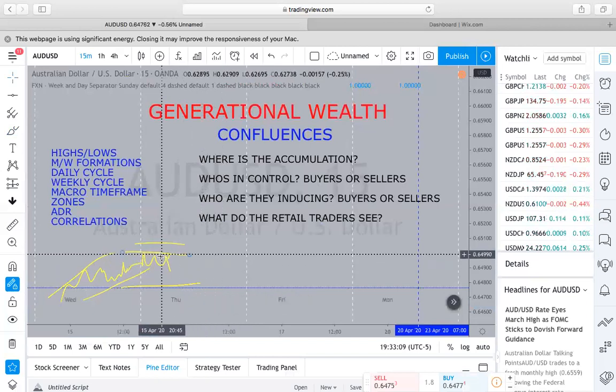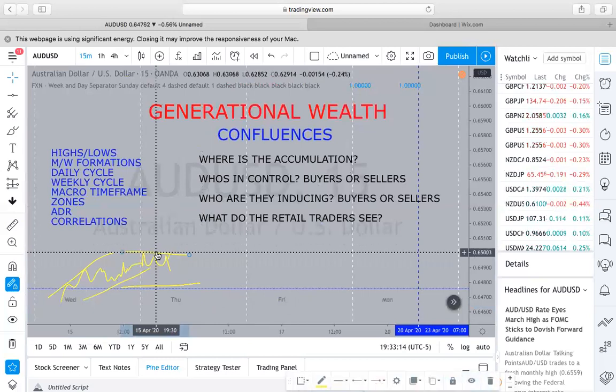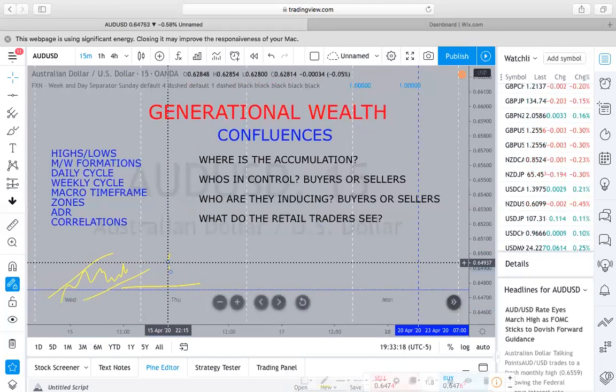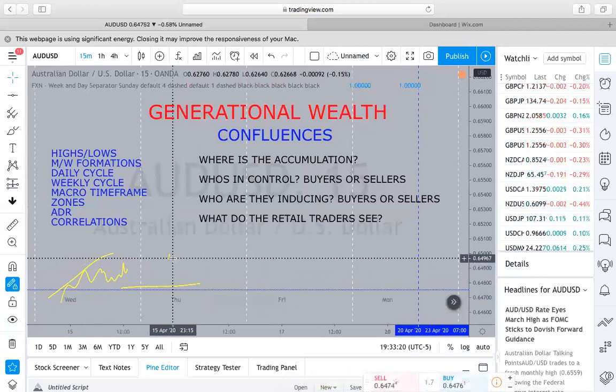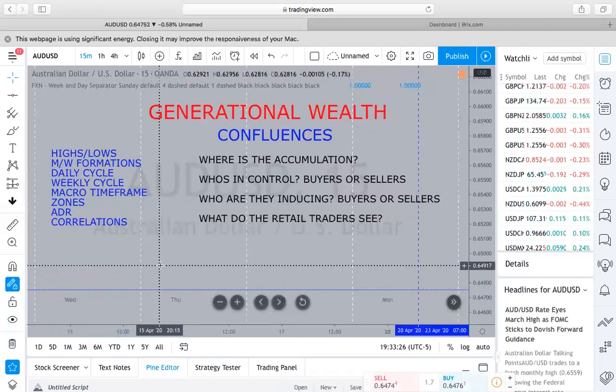So you have to know, where is the accumulation? Who is in control of the market on a macro time frame as well as on this lower time frame where we're entering, because of where the retail traders are looking, as well as who are they inducing. Remember, they're inducing both ends. They're going to induce the buyers and the sellers. But who are we trading with? You want to trade with the market maker.